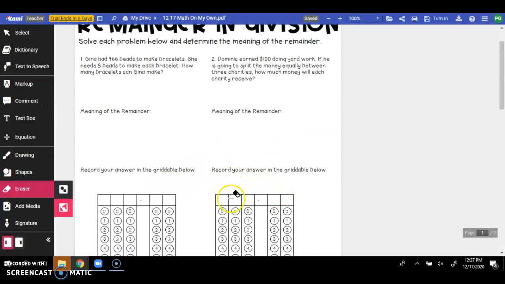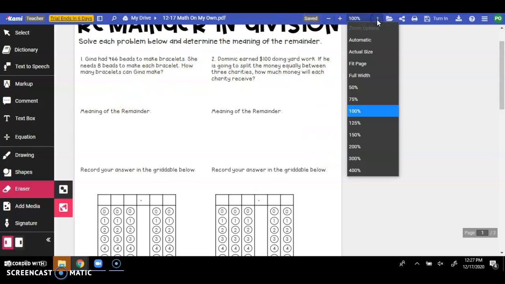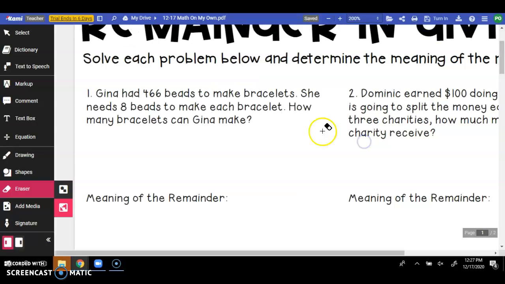Now for me, I know that I need to zoom in a little bit so I have enough space to work. So I'm going to make sure that I am zooming in. That seems like it's enough space. And when I'm done, I'm going to turn in my work. Alright, that's how I'll submit it for a grade.